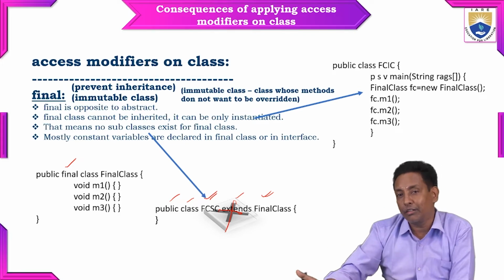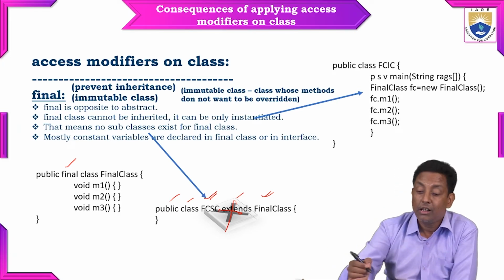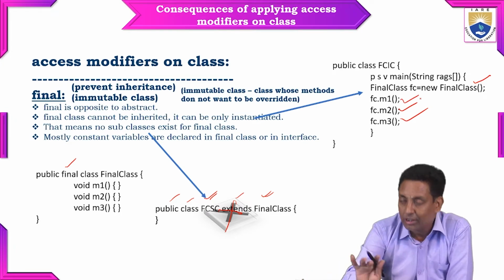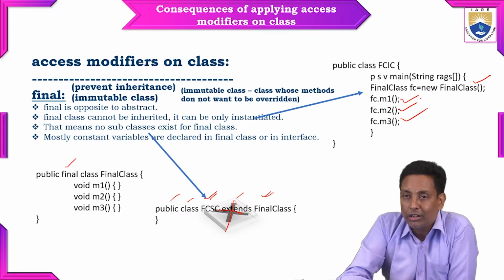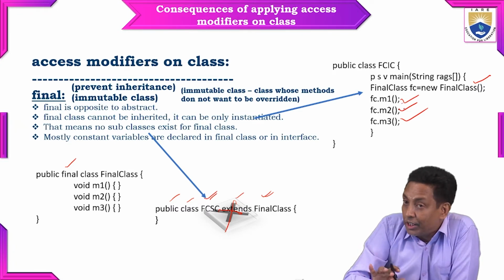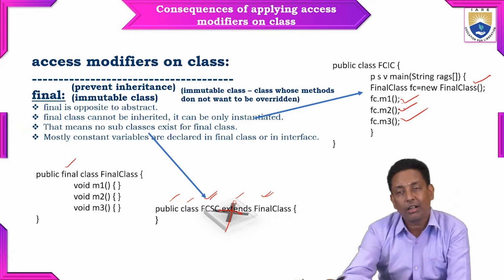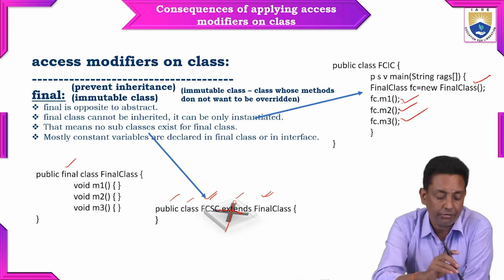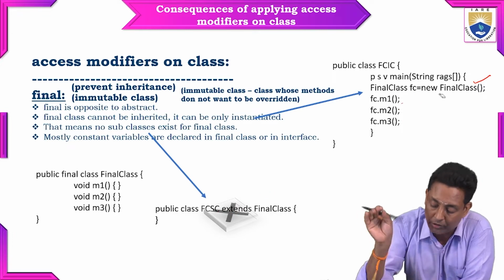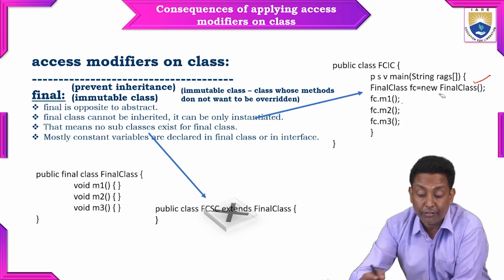Then what can we do with final classes? We can only instantiate a final class, and its methods can be invoked. If you are interested, invoke them. If you are not interested, keep quiet. We cannot change the method implementation of any of these methods at runtime. So this is about final class. A final class cannot be inherited. It can be only instantiated and its methods can be invoked. This is the final class instantiated class, FCIC.